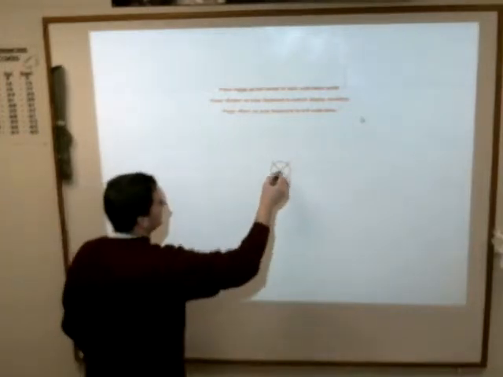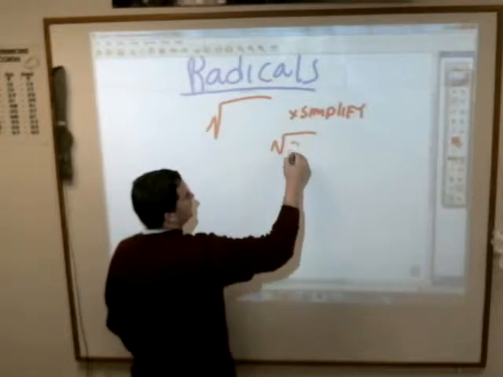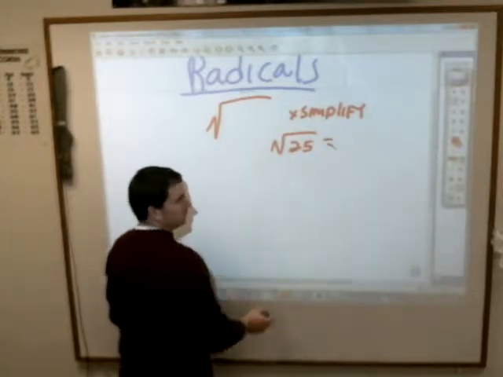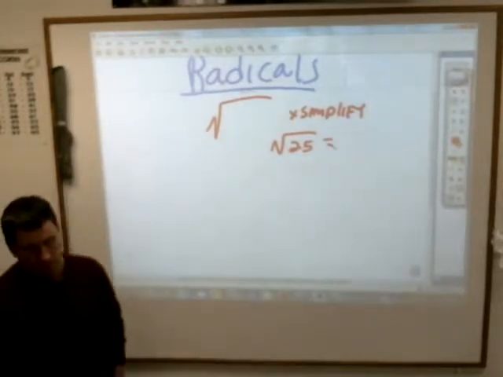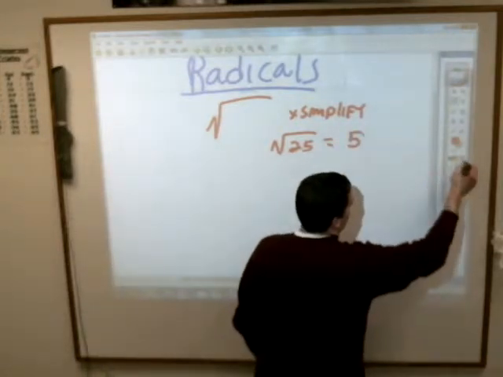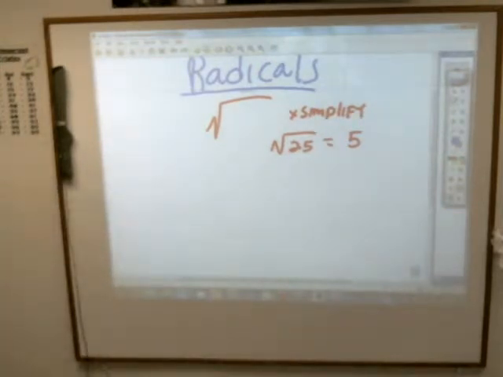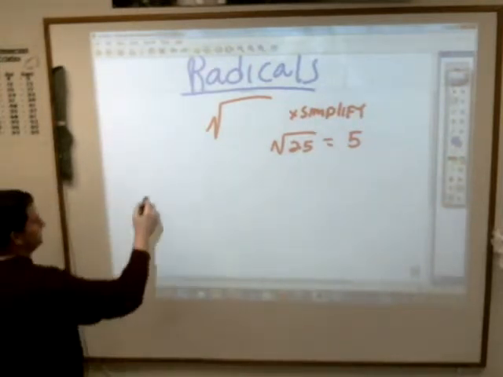It's a pretty simple process. You already know how to do this. The square root of 25, simplified, would be what? 5, because 5 times 5 is 25. But what if you have something that looks like this, the square root of 72?